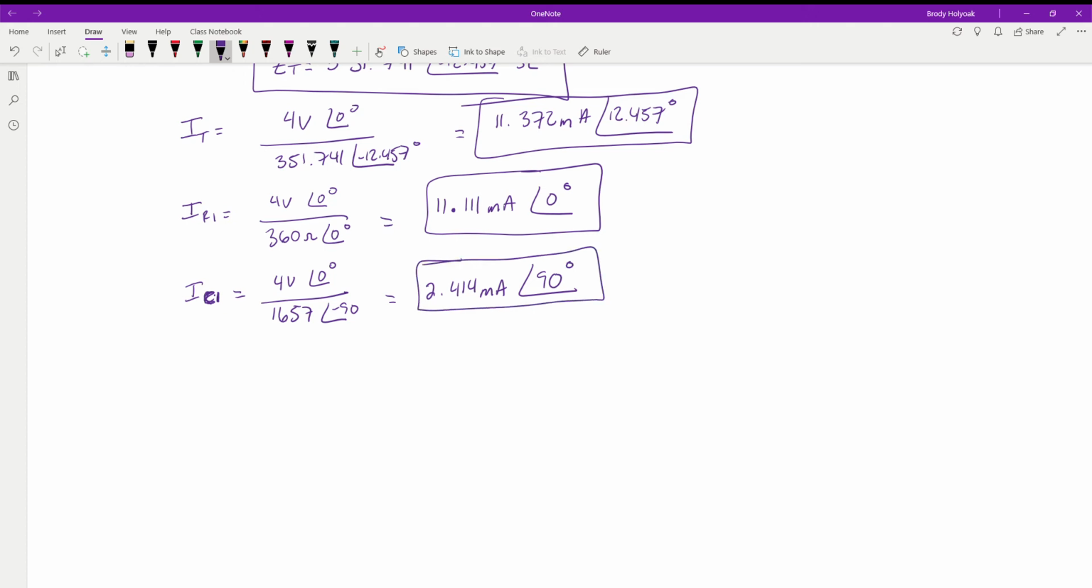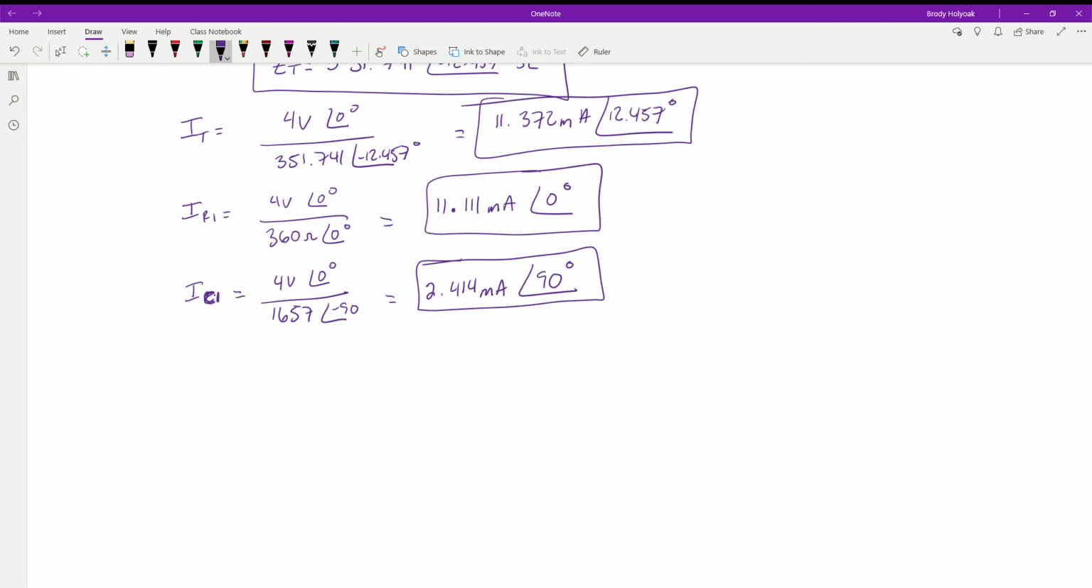Now again, we're looking at a situation where we used Kirchhoff again. Our total current says we're at 11.3 milliamps, roughly. When we look down, we have 11.1 and 2.4. That's going to give us 13 milliamps. Again, they can't just add because they are out of phase.